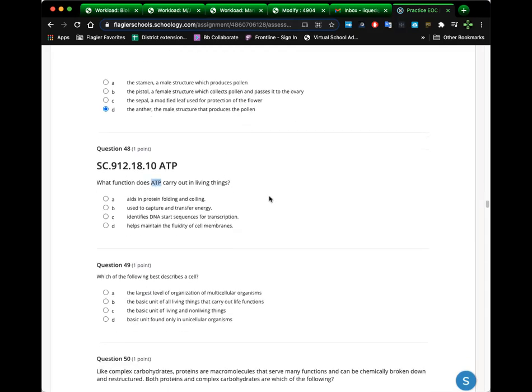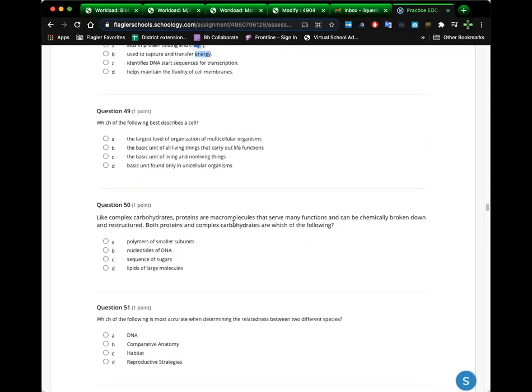ATP, as soon as you see ATP, think energy. Okay, I only see energy right here. Energy, boom, that's the answer. Best describes a cell. A cell is definitely not the largest living thing. It's the basic unit of living things. That sounds good. It's not non-living. It's not only found in unicellular organisms, so B.